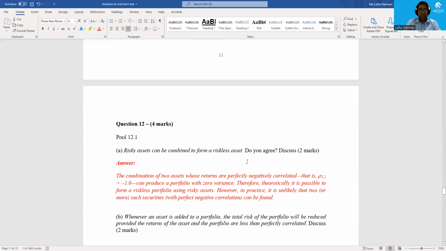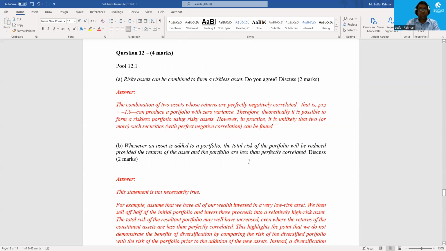Okay, so next, let's move to the next question. This is 5 marks, not 4. Once again, you had 2 questions in the pool, and each of you randomly got 1 of them. So the first question in the pool is: risky assets can be combined to form a riskless asset. Do you agree? Discuss.